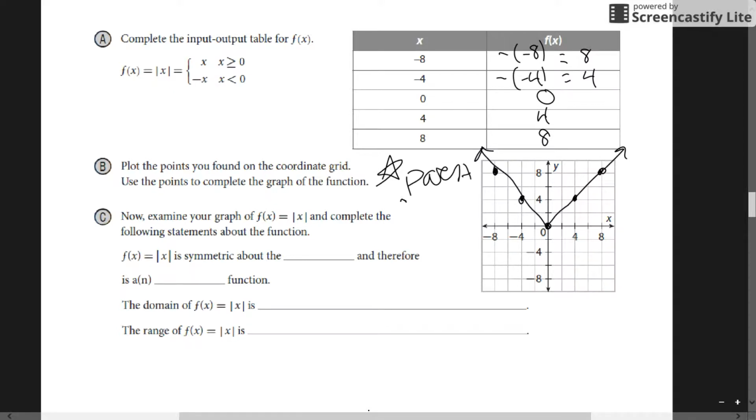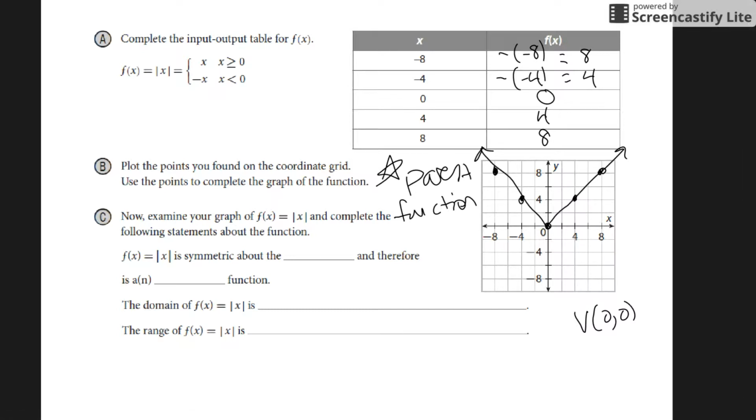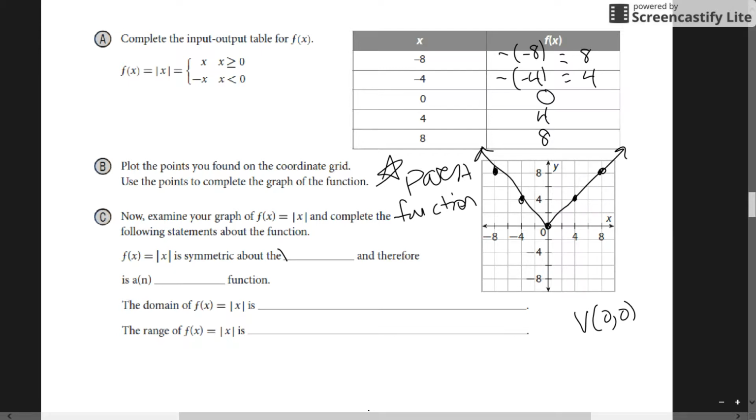One thing that's very important to notice is the vertex, that pointy part down at the bottom. The vertex here is 0, 0. Keep that in mind as we move forward. The vertex originally in the parent function is at 0, 0. So let's complete the statements about our function. This is our f of x equals the absolute value of x. If you notice, it's symmetric about the y-axis.